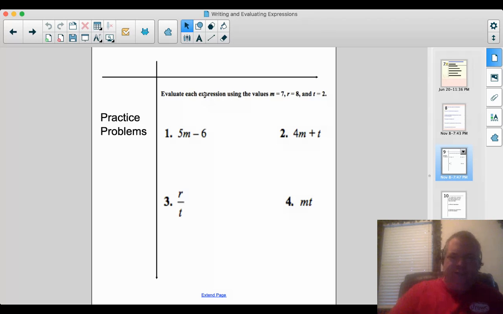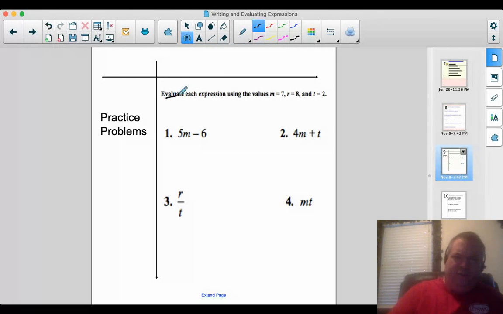Okay, the thing I want you to think about when you see this word evaluate is this word value right in the middle. Okay, so evaluate means to give something a value. In this case, value is a number. So we have this expression here. What we want to know is what number is all of this equal to.